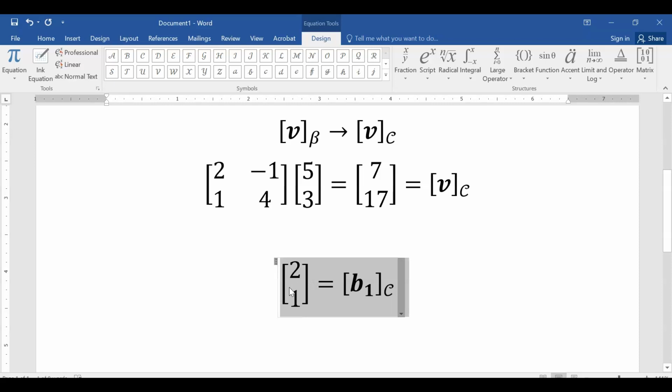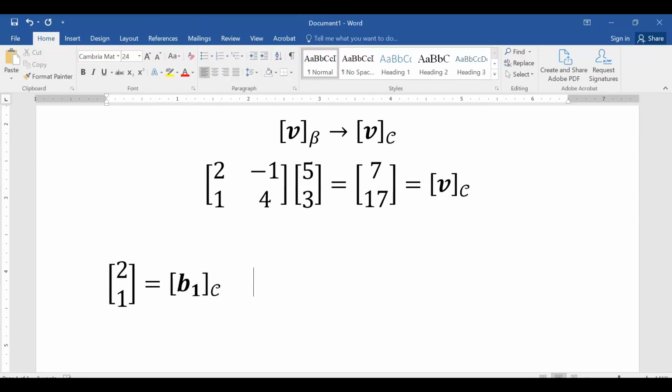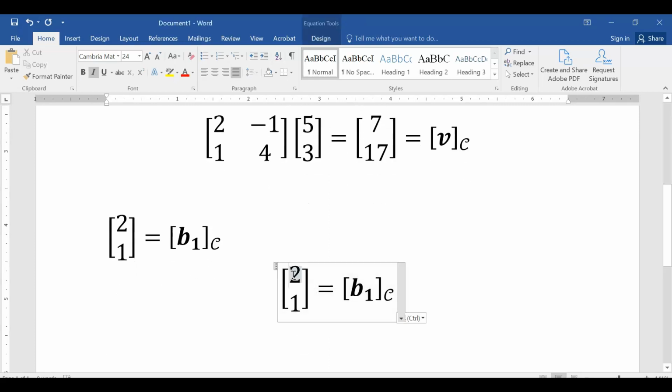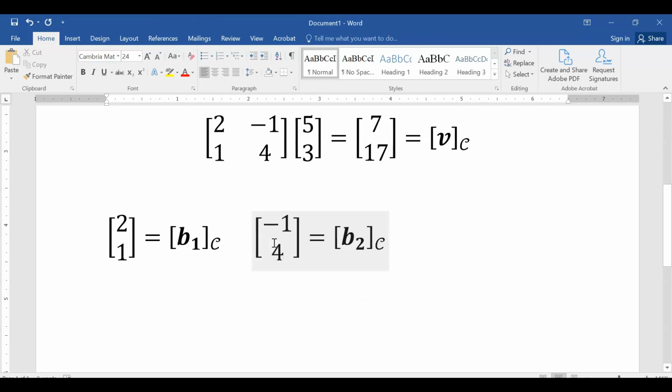And -1, 4 is just B2 written with respect to basis C. Okay. So that's where these columns came out of.